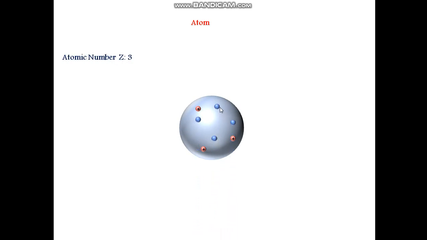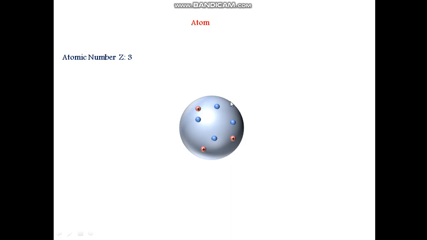Inside the nucleus, neutrons which have no charge are also present. Now you can see there are 7 particles inside the nucleus. 7 subatomic particles inside the nucleus. The protons and the neutrons together are called nucleons. So we have 7 nucleons here.